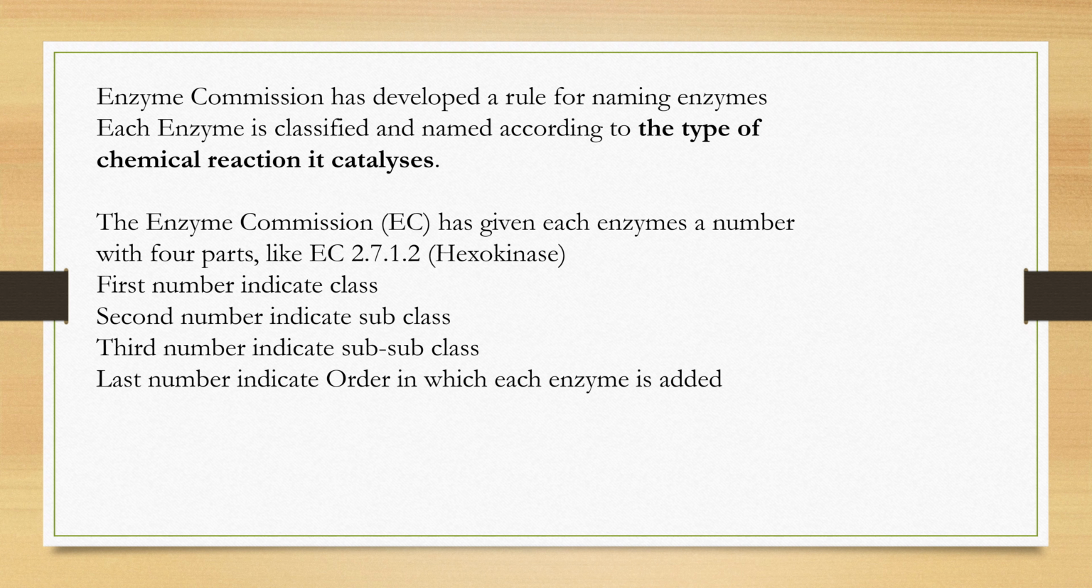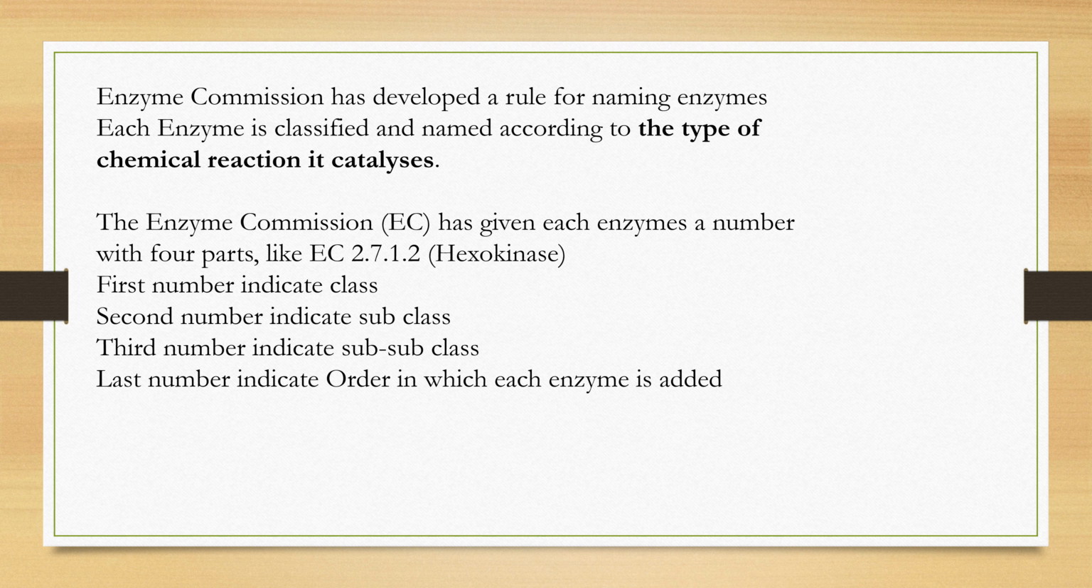The Enzyme Commission has developed rules for naming of enzymes, and each class of enzyme is classified and named according to the type of reaction it is catalyzing. So the enzymes are classified based on the type of reaction they catalyze, either oxidation, hydrolysis, transfer of a group, or ligation. Based on those, the enzymes have been classified.